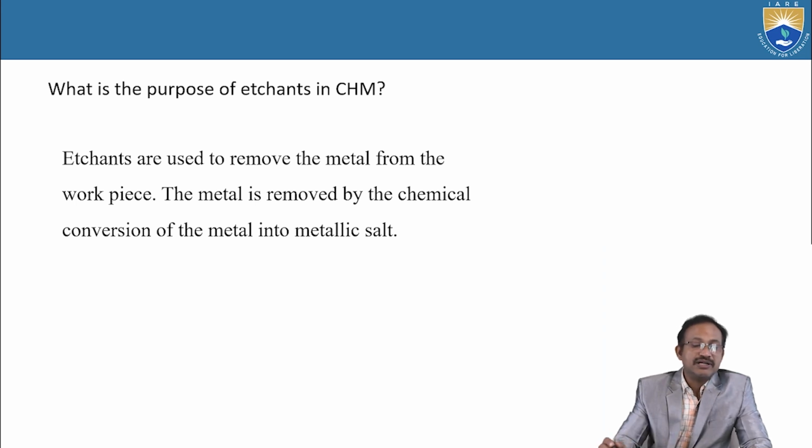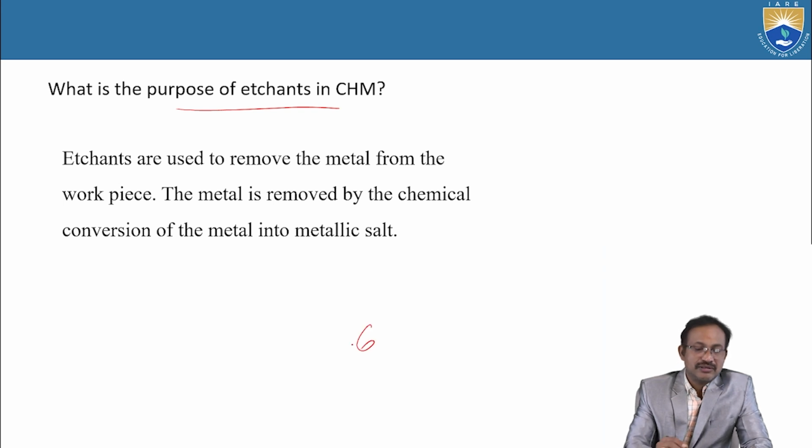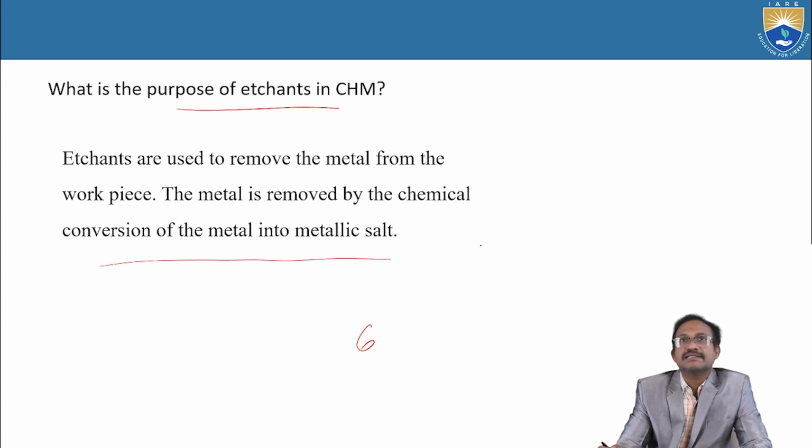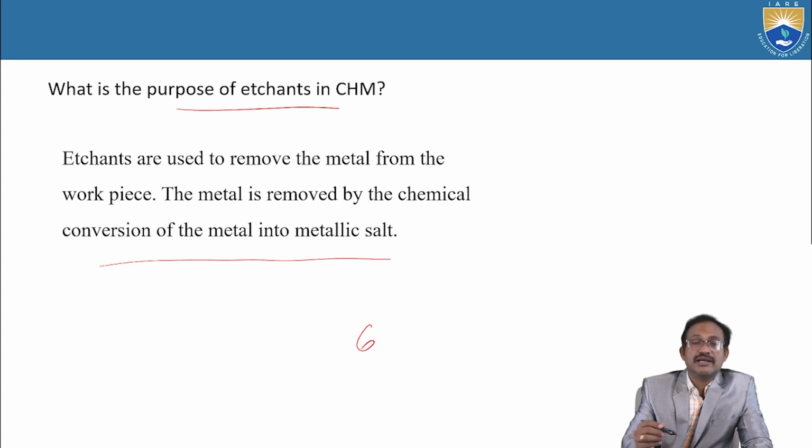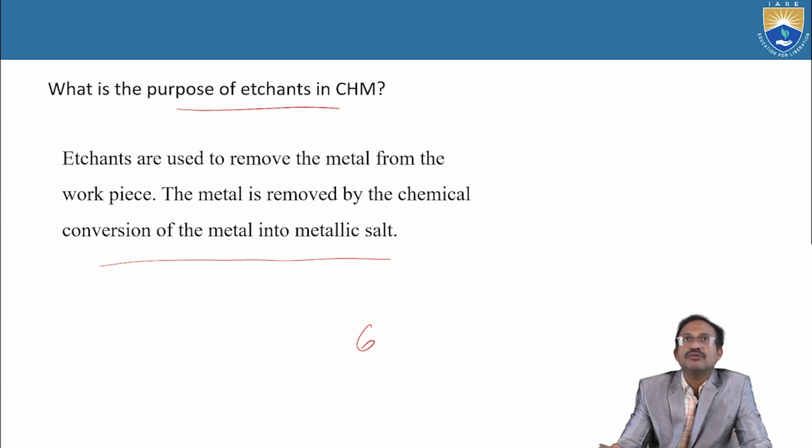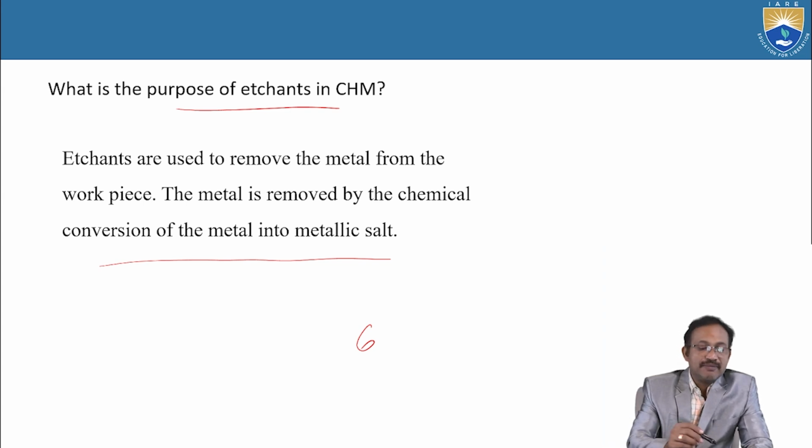What is the purpose of etchants in chemical machining? Etchants are used to remove the metal from the workpiece. The metal is removed by the chemical conversion of the metal into metallic salt. So here, etchant is a chemical that can be used to remove the material from the workpiece.